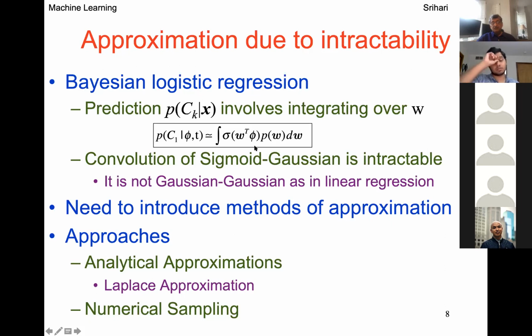So the convolution of a sigmoid and a Gaussian is intractable. You see, this p(w), we're going to be assuming Gaussian, whereas this quantity, which is the main function of the logistic regression problem, is a sigmoid. And this is a convolution. When you have two functions like this, at each point we take the product and take the integral over all values. This itself is called convolution, and this convolution is intractable. It does not have a closed form solution. It is not Gaussian as in linear regression. Linear regression would have a normal distribution here and a normal distribution here. When you multiply normals and integrate, there is a closed form answer. So we need to introduce methods of approximation, and they are analytical approximation, which is the Laplace approximation, and the other one is numerical sampling.